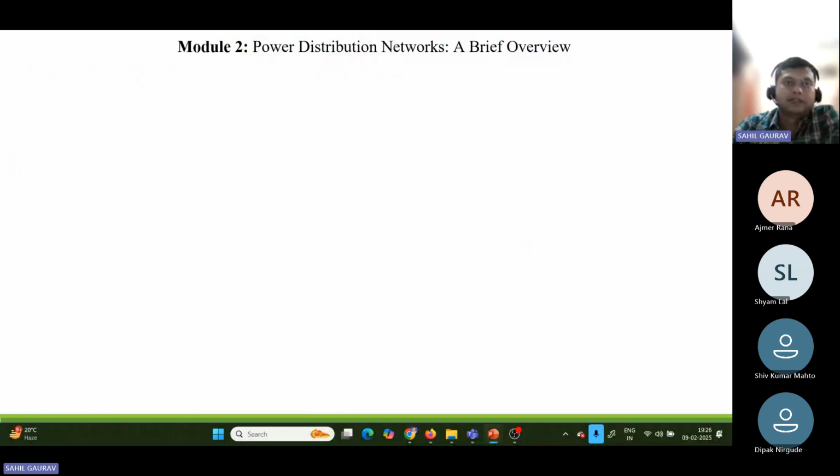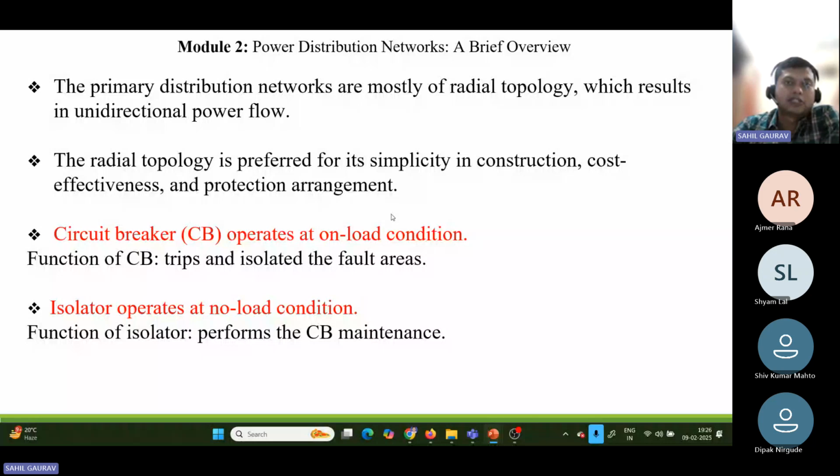In that, if you see the structure of primary distribution networks, they are mostly of radial topology, which means unidirectional power flow happens. And radial topology is preferred for its simplicity in construction, cost effectiveness, and protection arrangement.